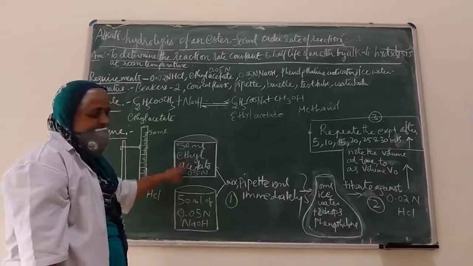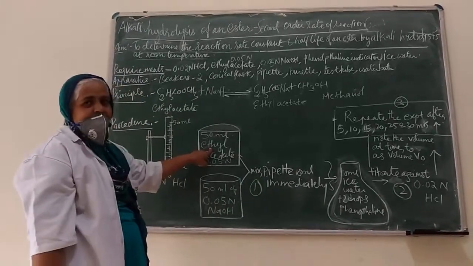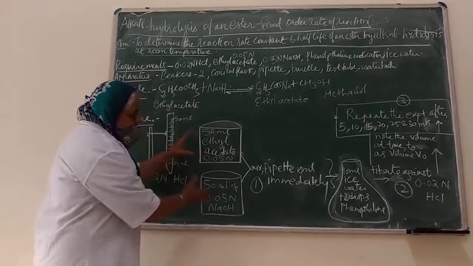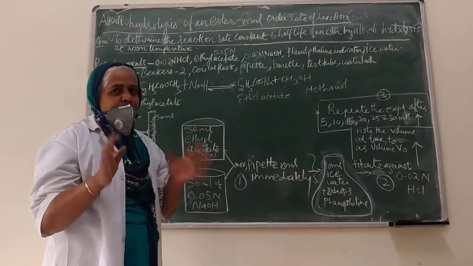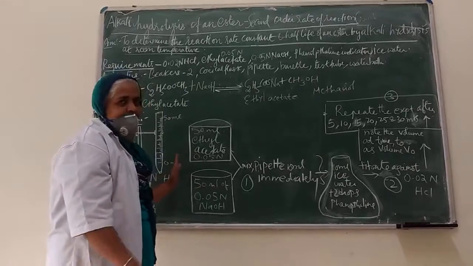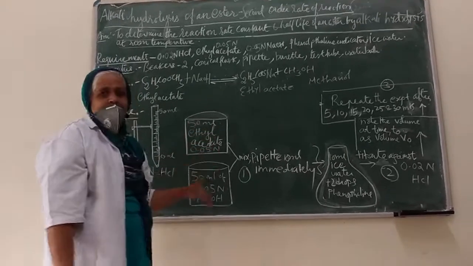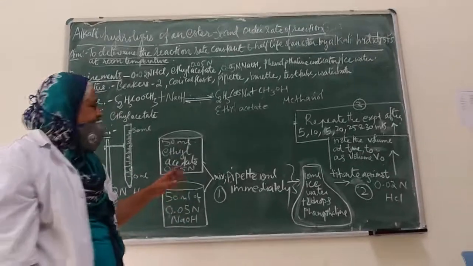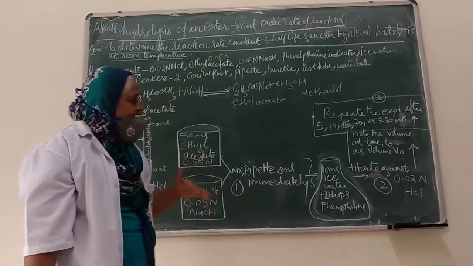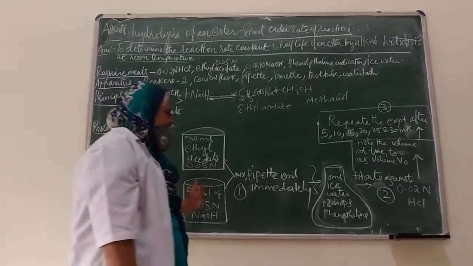Only thing is, one is alkali and the other one is ester. So here both of them are important in the contribution of the reaction. So that's called a second order rate of reaction. So take these ingredients into beakers, keep it for equilibrium. Then after 10 minutes mix it.